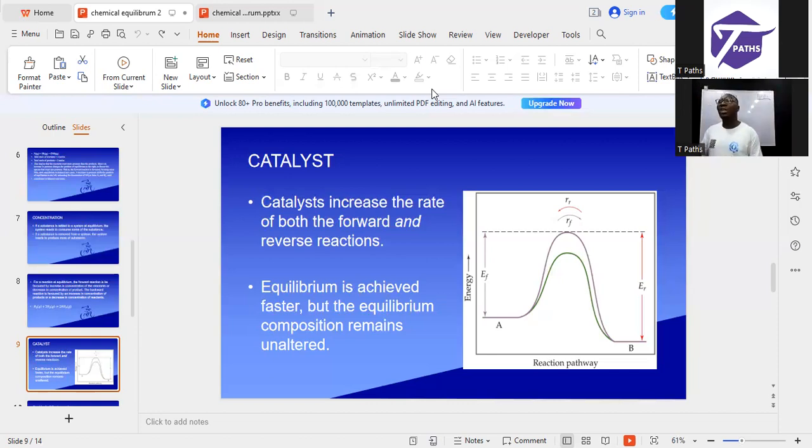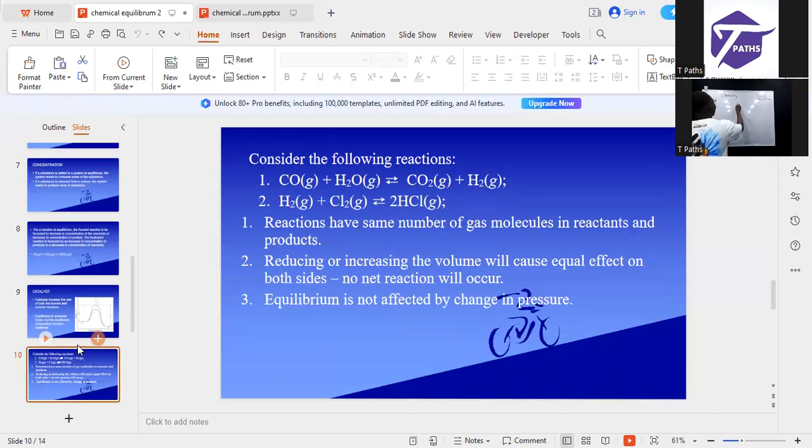Now, this is good. I said consider different reactions, and I had a reason why. Let's consider the following reactions. The first one is CO gas plus H2O gas giving us CO2 gas plus H2 gas. Let me write the second reaction too, so we'll talk about them together: H2 gas plus Cl2 gas giving us 2HCl gas.